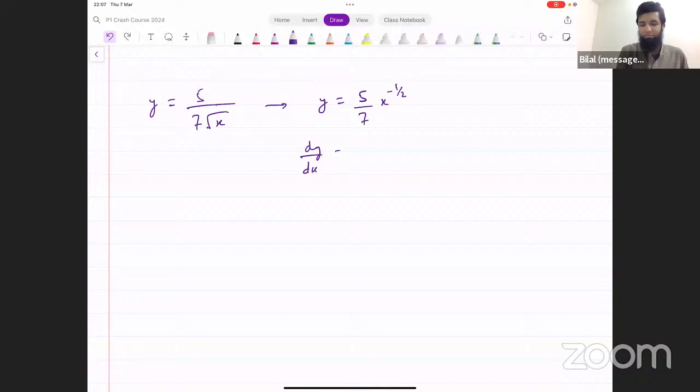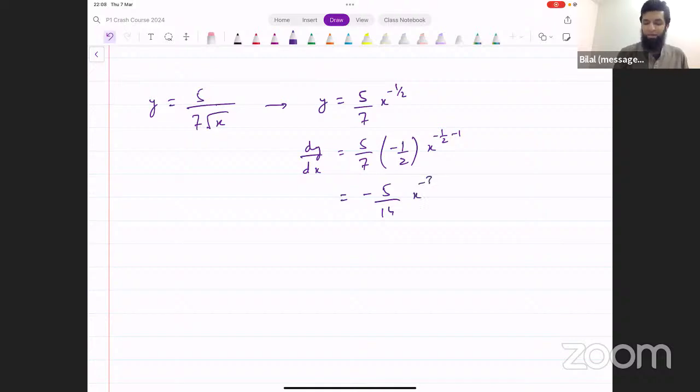The constant remains as it is, 5 over 7 remains as it is. We multiply by the power, which is minus 1 over 2, and we subtract 1 from the power. Minus 1 over 2 minus 1, what does that give us? Minus 3 over 2. We simplify this now, and that's minus 5 over 14 into x raised to power minus 3 over 2. That's the derivative that we get from this. All right. Any problem with this? No? Okay. Now, let me just write down a few more examples.